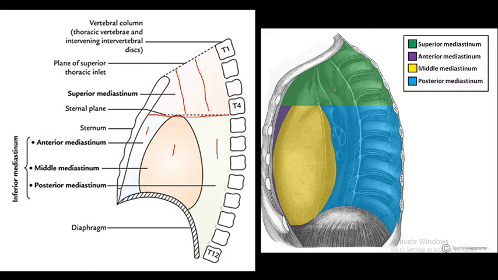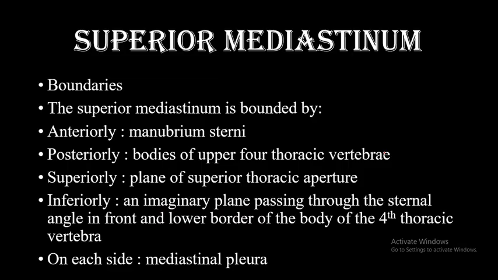This is a colorful representation which helps to distinguish between the three parts or the divisions of the mediastinum. This green color is the superior mediastinum here. This purple color is basically the anterior mediastinum, which is again a part of the inferior mediastinum. This yellow color is the middle mediastinum, and this larger blue color part is the posterior mediastinum here. So it is one of the partitions or divisions of the mediastinum.